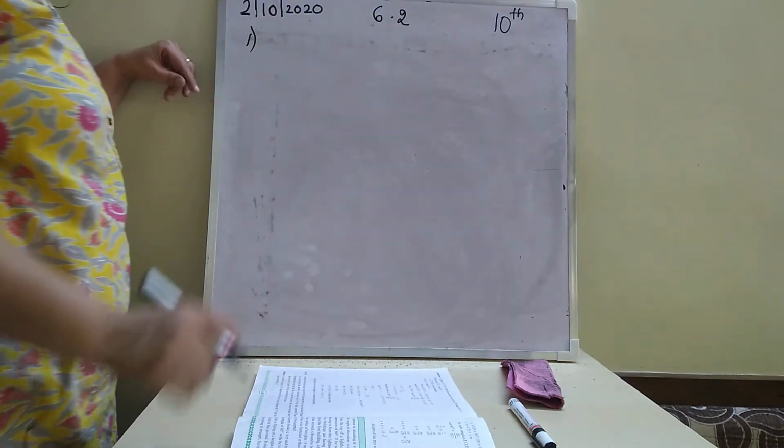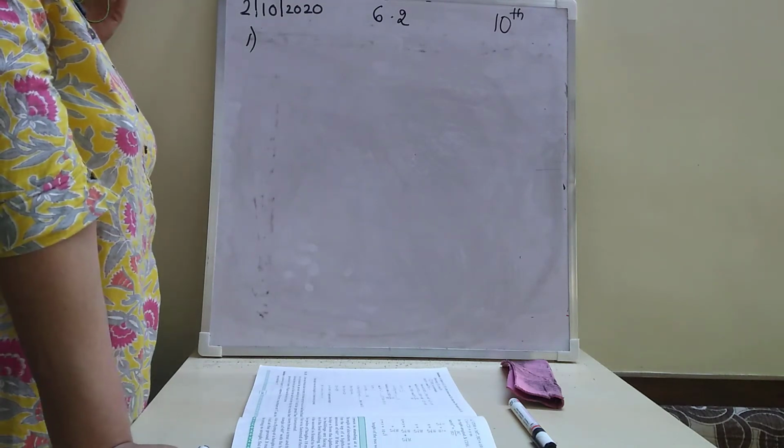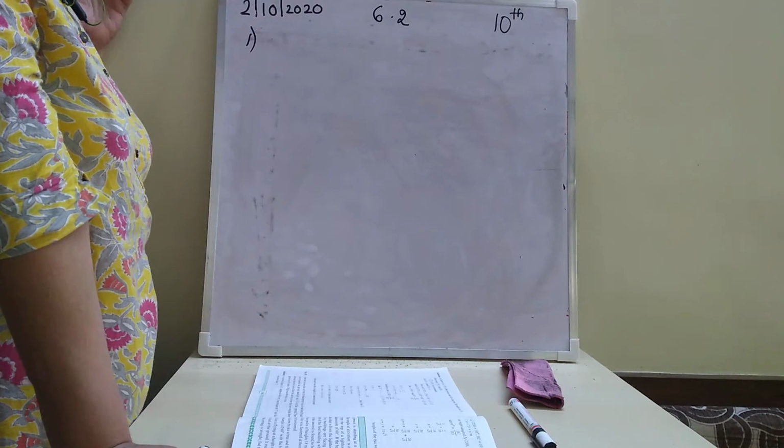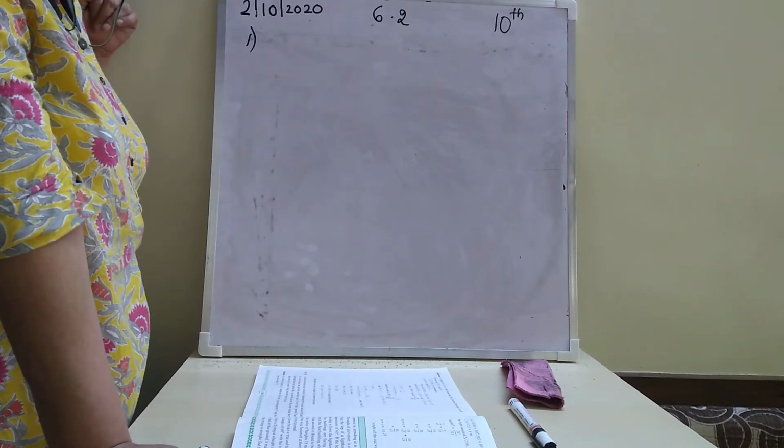Read the question carefully. Here I told two words. One is the line of vision. Second, when you see up, it is the angle of elevation. When you see down, that is the angle of depression. Three things you have to remember.